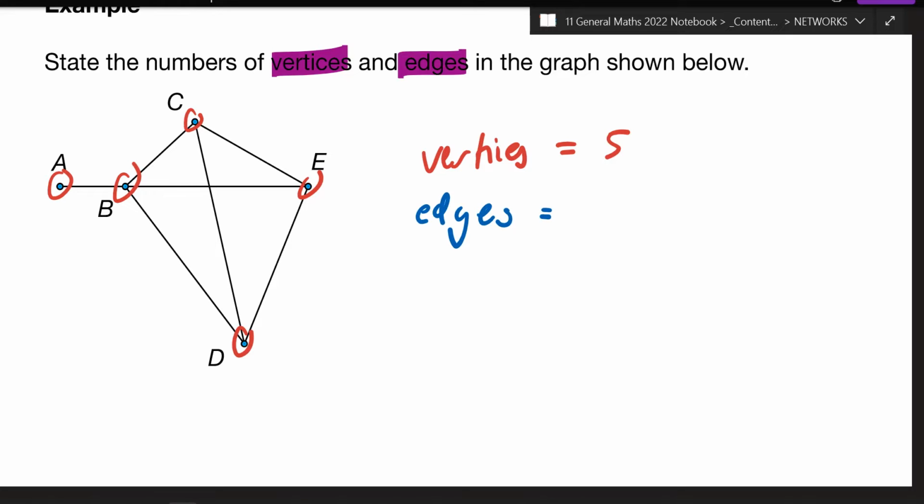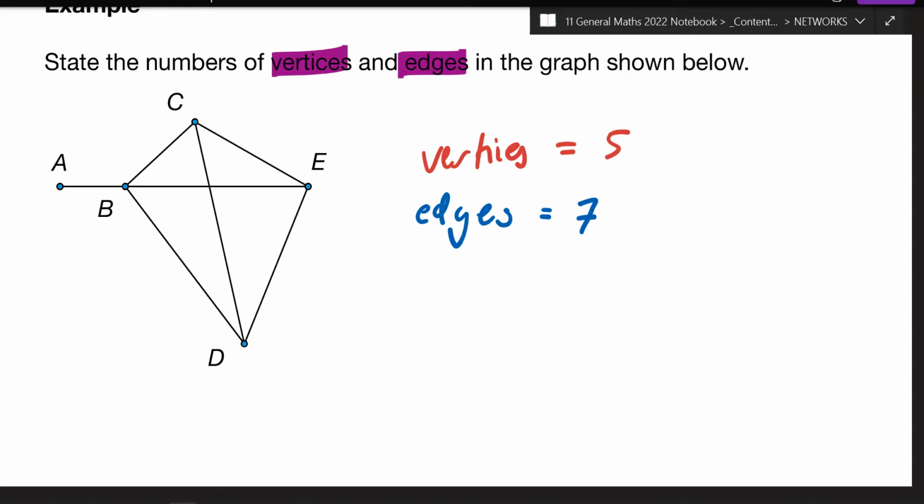Let's go with Mia. How many edges do I have? Good, let's count them off. 1, 2, 3, 4, 5, 6, 7. Make sure you double check. Normally when I count, I like to put a line through each one as I go: 1, 2, 3, 4, 5, 6, 7. Bear in mind that this is one straight edge. Just because there's a line that goes through doesn't mean it's 2 different ones. So there is 7.